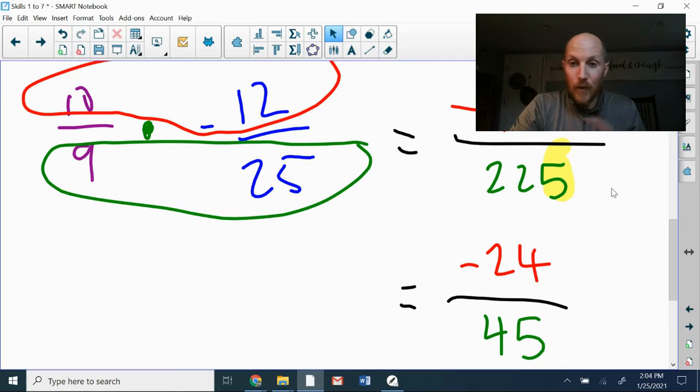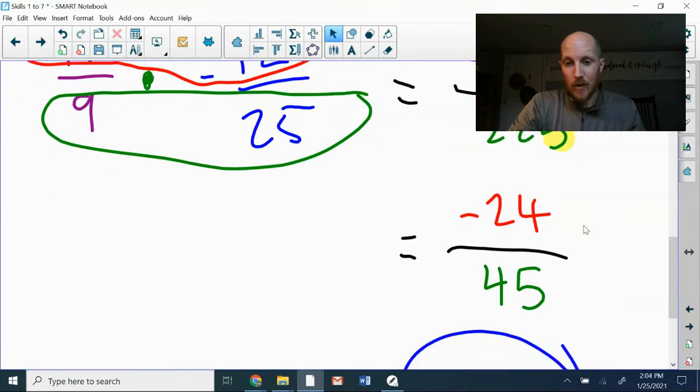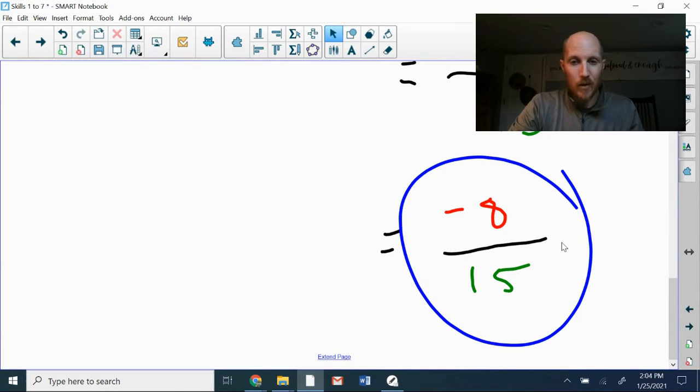I could have, at the very beginning, divided negative 120 and 225 both by 15. I didn't recognize that, and so I didn't. But if I had, I would have gotten completely reduced in one step.